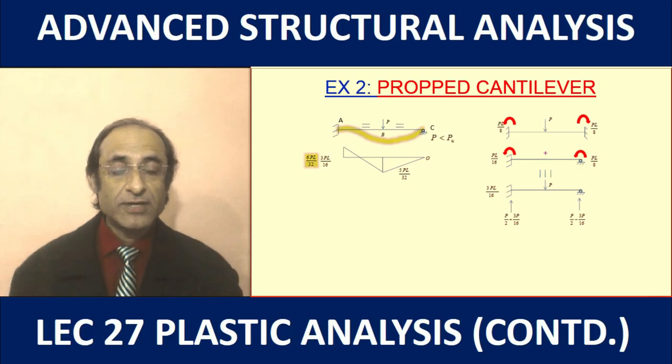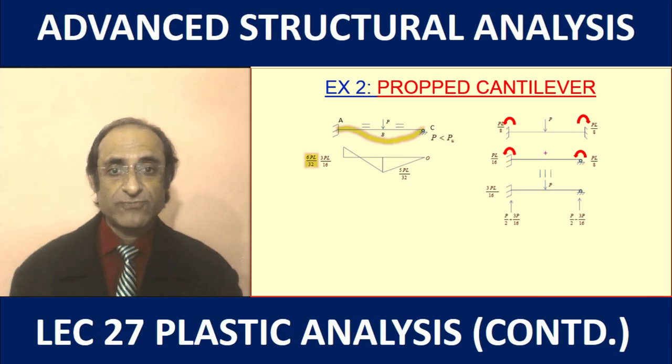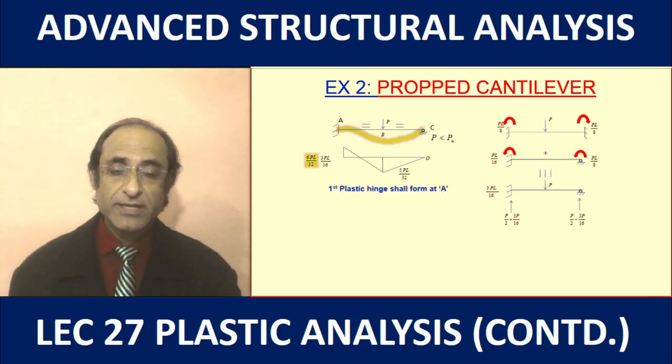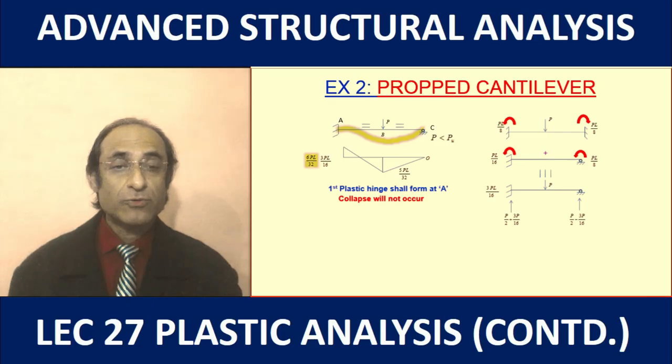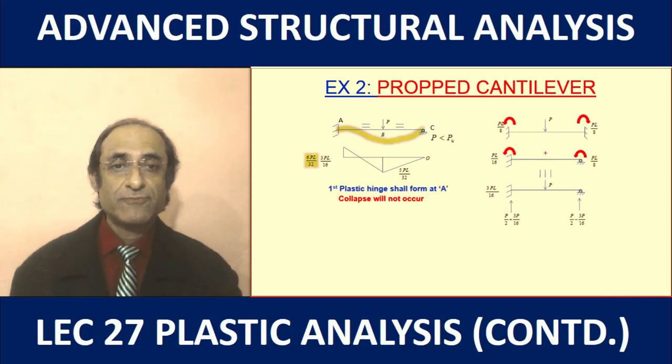Now this tells us that when we are increasing the loads gradually, the first hinge will form at the left support. That is point A. Collapse will not occur, because the structure has a degree of indeterminacy 1. The occurrence of the first hinge only makes it a determinate structure. It needs one more hinge for the failure mechanism to form.